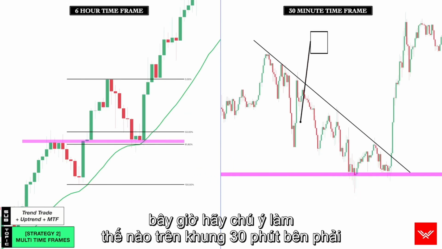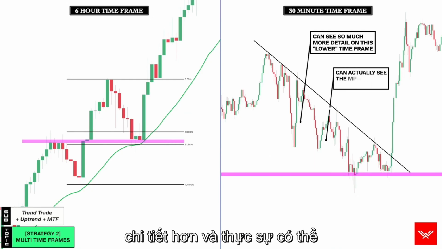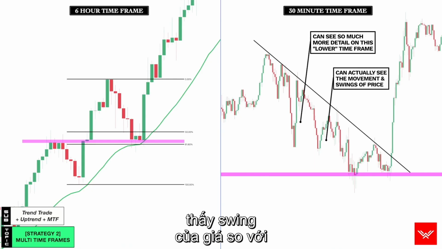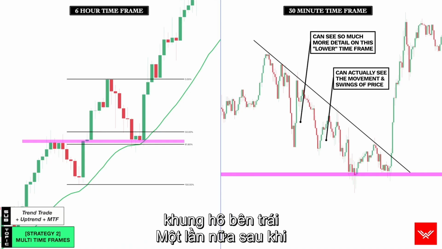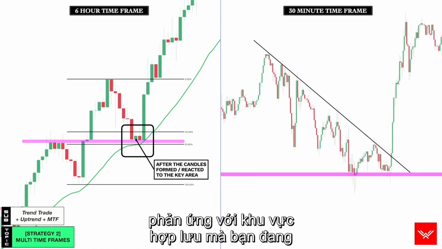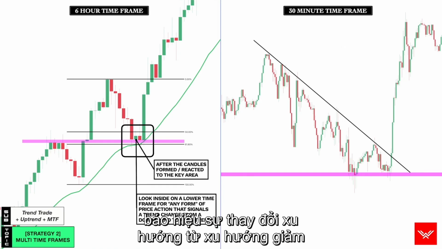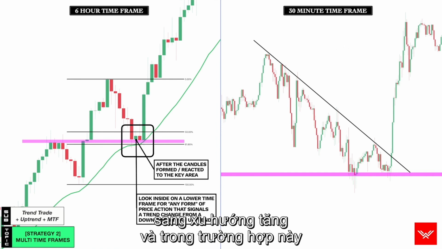Now, notice how on the 30-minute time frame on the right, you can see so much more detail and can actually see the swings of price in comparison to the 6-hour time frame on the left. So again, after you had these long wick candles react to the area of confluence, you were looking for any form of price action that signaled a trend change from a downtrend to an uptrend.